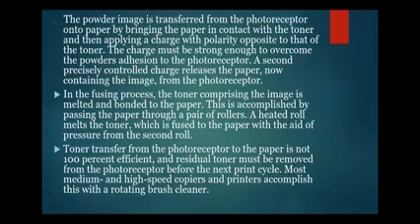In the fusing process, the toner comprising the image is melted and bonded to the paper. This is accomplished by passing the paper through a pair of rollers. A heated roll melts the toner, which is fused to the paper with the aid of pressure from the second roll. Toner transfer from the photoreceptor to the paper is not 100% efficient and residual toner must be removed from the photoreceptor before the next print cycle. Most medium and high speed copiers and printers accomplish this with a rotating brush cleaner.